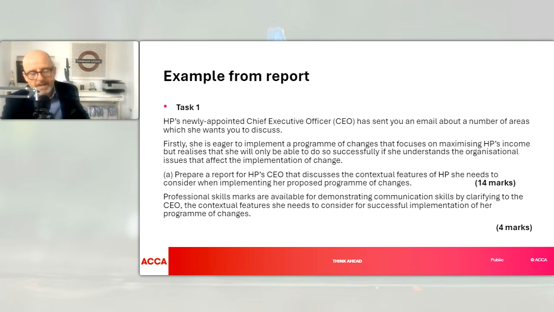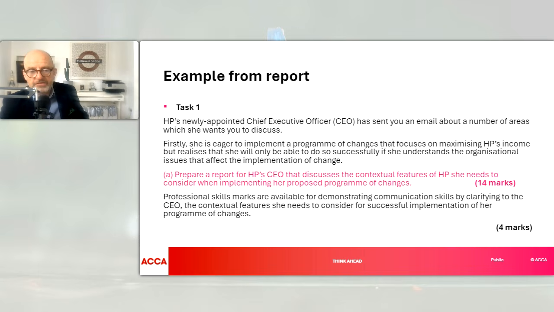So the scenario was about a charity that preserved ancient buildings. In the UK, we have something called the National Trust, but something along those lines. And in task one, we were asked to prepare a report that discusses the contextual features of Historic Palaces, which the chief executive needs to consider when implementing her proposed changes.